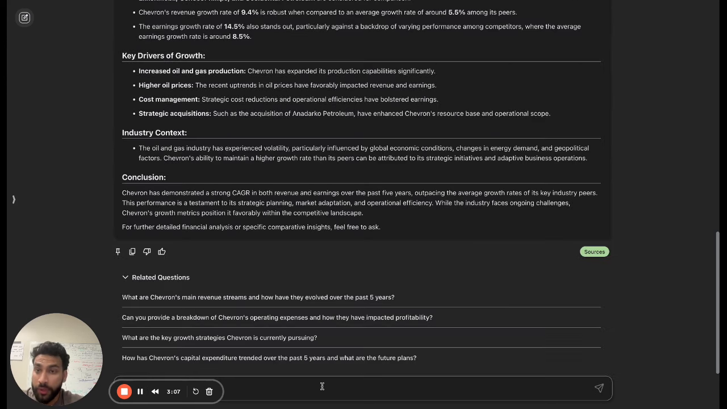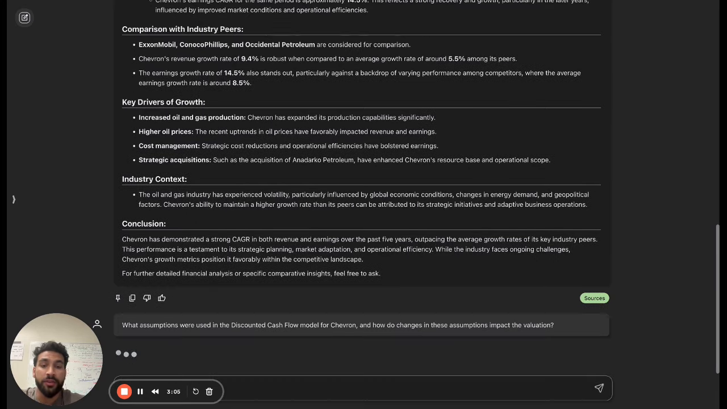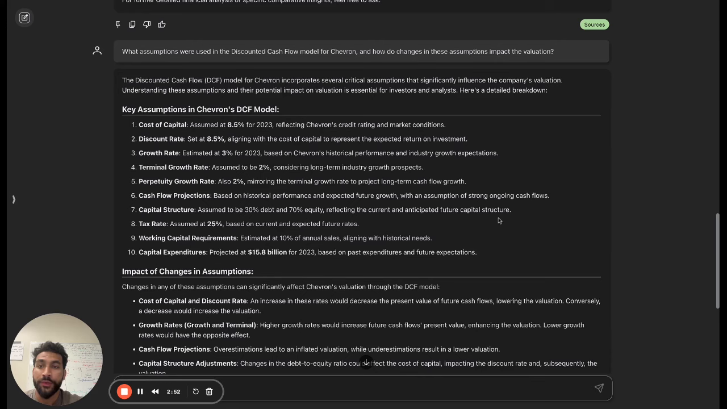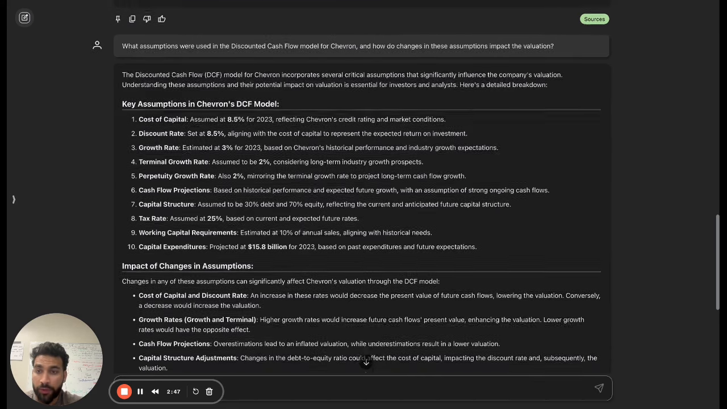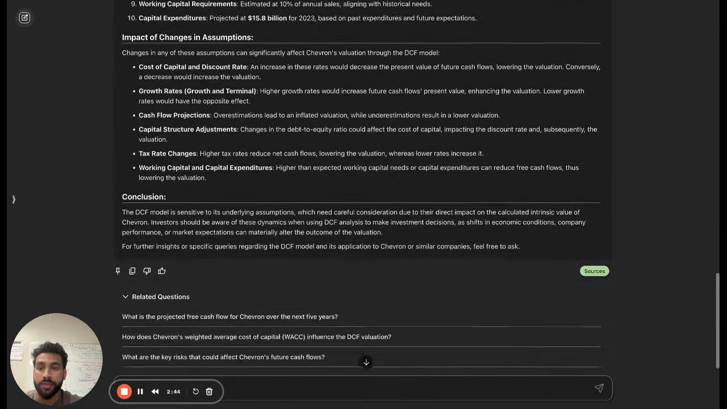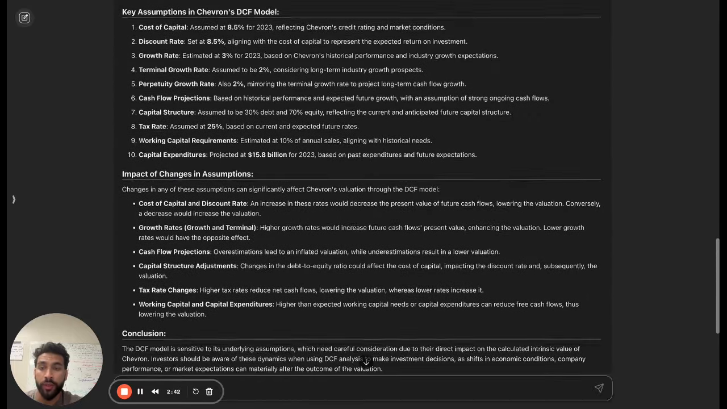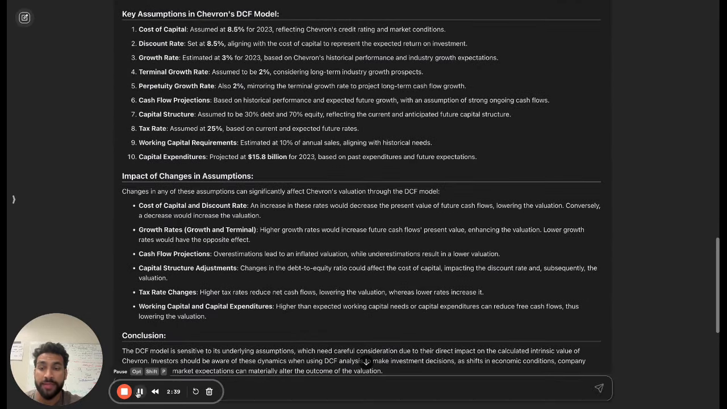The final part of fundamental analysis that I'll be covering is understanding the strategy of the business. So we can ask a question about the discounted cash flow model for Chevron and some of the assumptions that we make from this model. You can see that it lists out key assumptions of Chevron's DCF model, as well as the impact of those assumptions, and then conclusions drawn from what we just saw from these insights.